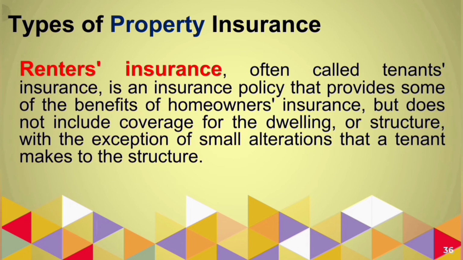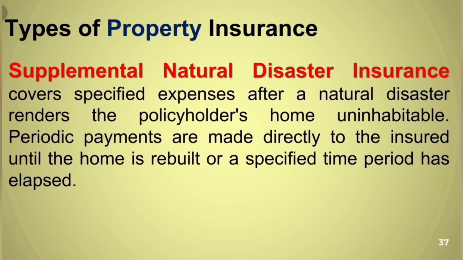Types of property insurance. Renter's insurance, often called tenant's insurance, is an insurance policy that provides some of the benefits of homeowner's insurance, but does not include coverage for the dwelling or structure, with the exception of small alterations that a tenant makes to the structure. Types of property insurance. Supplemental natural disaster insurance covers specified expenses after a natural disaster renders the policyholder's home uninhabitable. Periodic payments are made directly to the insured until the home is rebuilt or a specified time period has elapsed.